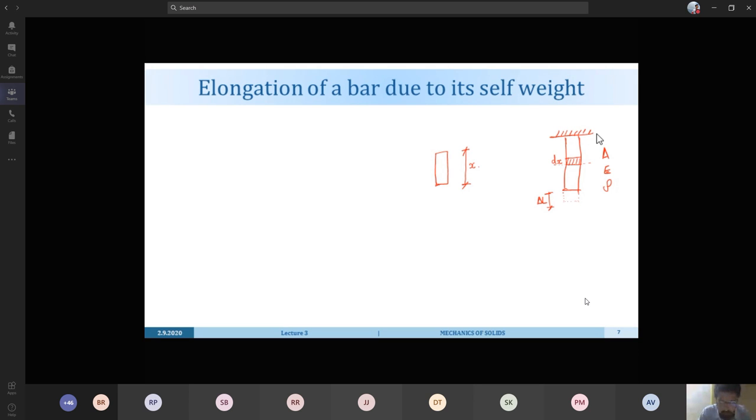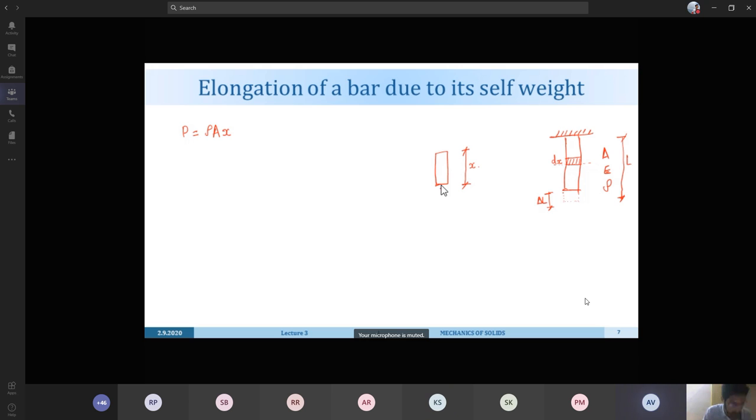Can someone tell? Rho into g, A into X, upon L into X. Sir, my name is Kshitij. Okay. Tell me, what is the load? Sir, rho into A into X. Rho into A into X. Exactly.